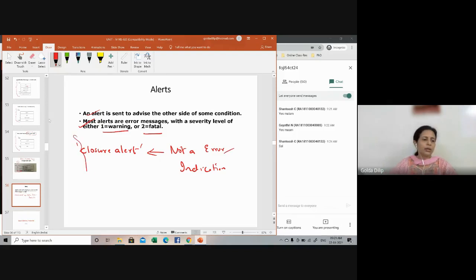This closure alert is not there in version 2. It comes only as a part of SSL version 3, because SSL version 2 had a security vulnerability called the truncation attack. To take care of that and to ensure that there is no more data to be sent and it's over, we have this closure alert.